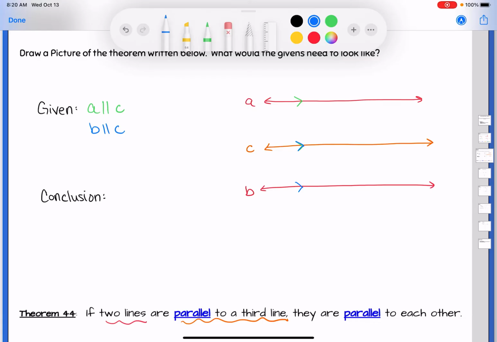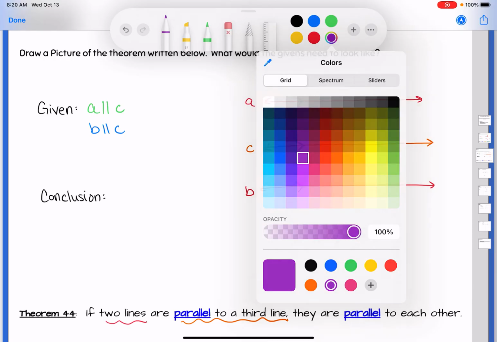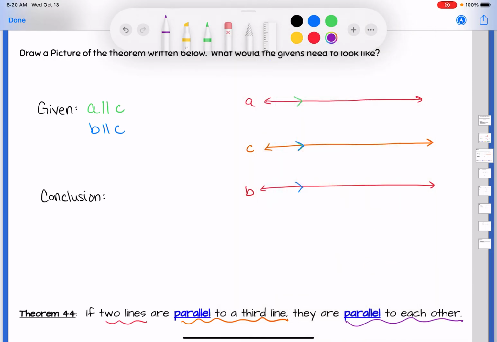Does A have to be parallel to B? Are our two original lines parallel to each other? And the answer is, yeah, they have to be. A has to be parallel to B because they can't be tilted at all or they wouldn't be parallel to line C. If A was going a different direction than B, then it couldn't be parallel to C. Or if A and C were parallel, B would have to be going the same direction or it wouldn't be parallel to C.